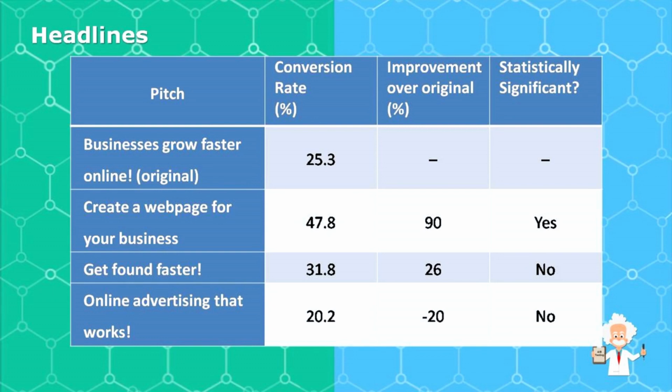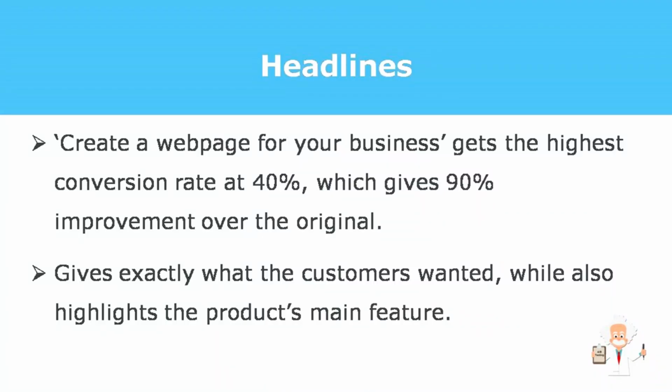Take, for example, these 4 headlines. As we can see, of all the headlines, the pitch, "Create a web page for your business," gets the highest conversion rate at 40%, which gives 90% improvement over the original. The reason is this pitch gives exactly what the customers want, while also highlighting the product's main feature.